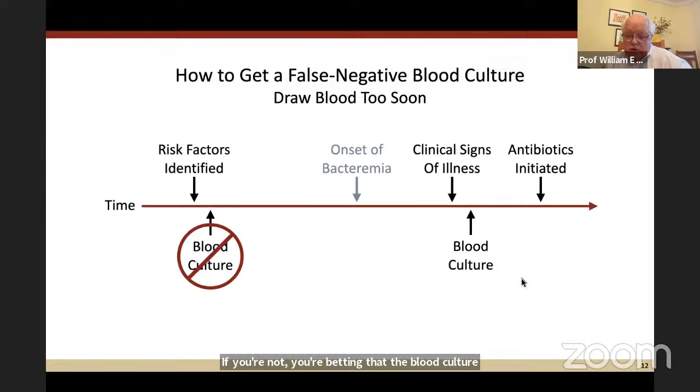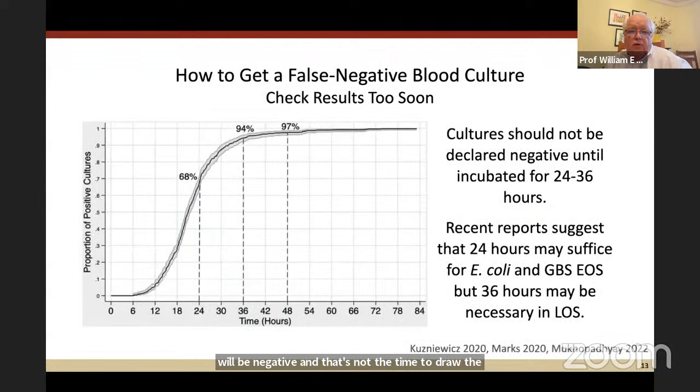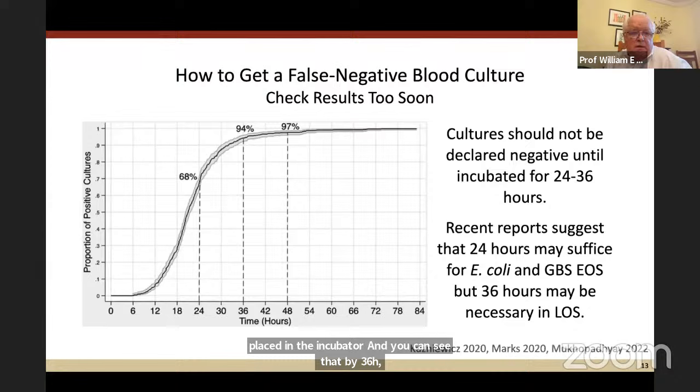A third way to get a false negative blood culture is to check the results too soon. Here's some recent data, just from the last two or three years, showing the cumulative proportion of positive blood cultures as a function of time after the culture is obtained and placed in the incubator. And you can see that by 36 hours, 94% of the cultures are positive, and by 48 hours, 97%.